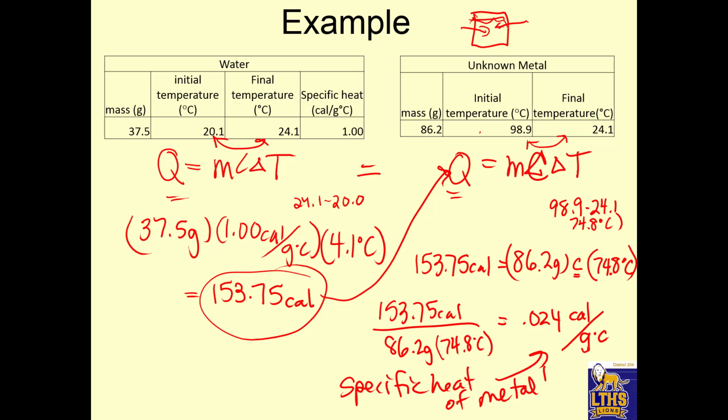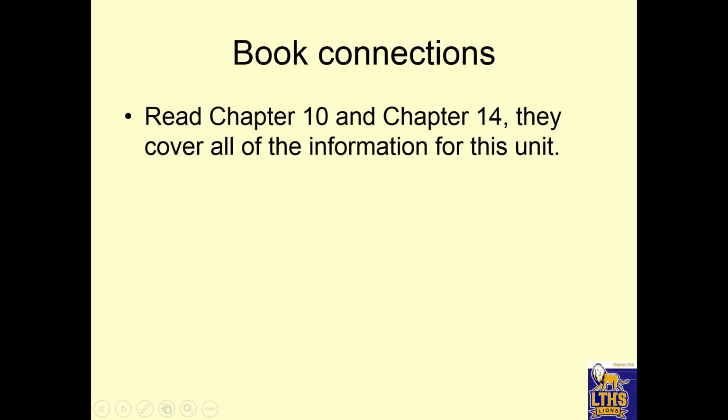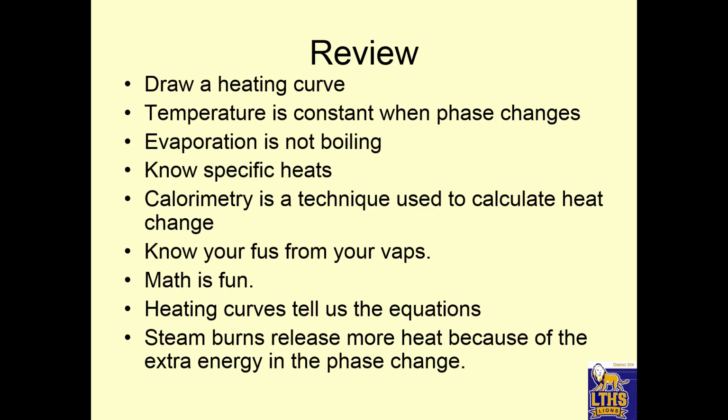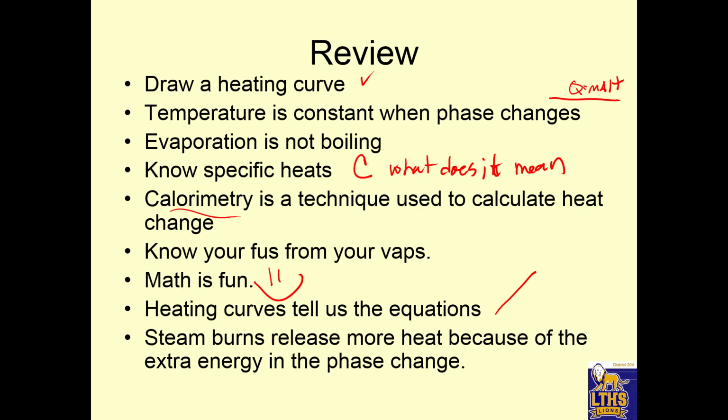Woohoo! Yay us! Okay, so make sure to read chapters 10 and 14. Make sure you can draw the heating curves. Flat line phase change, Q equals MΔH. Evaporation, not boiling. Specific heat: what does it mean? Make sure you know. All right, calorimetry is a technique. Know your vaporizations from your fusions. Math is fun. Heating curves tell us the equation. Slanty is MCΔT. Flat line is MΔH.